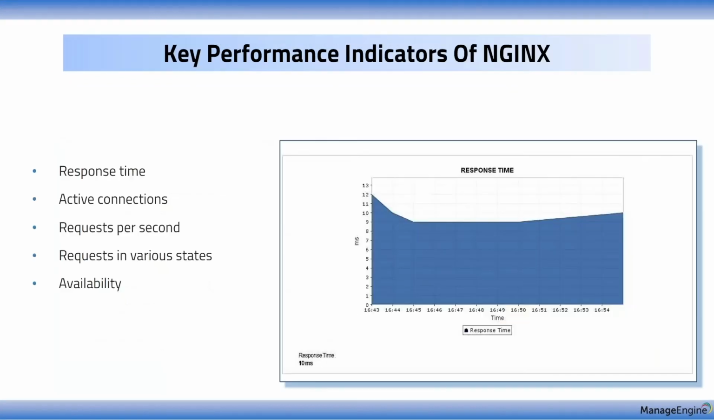Let's see the key performance indicators of Nginx. The metrics that most Nginx users will benefit from monitoring are requests per second and response time. The response time gives a direct measure of how well your web server is responding, and the requests in various states. Again, an important metric that I would recommend users monitor in terms of high-load production systems is specifically the requests in various states. So let's discuss these metrics one by one.